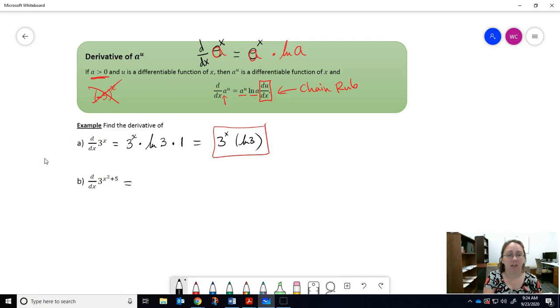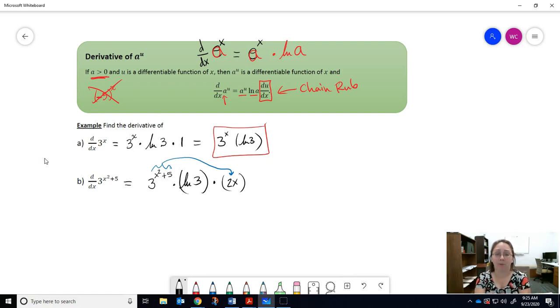Let's try another one. So again, we have a number base. So this is an exponential with x in the power. So the rule is you keep it the same times ln of that base times, we're not done because we still need the derivative of the inside. What's the derivative of the inside here? 2x. Now if you want to rewrite that you can, but really none of these can combine together. Do not put the 2 and the 3 together. That's not allowed. They have different exponents.